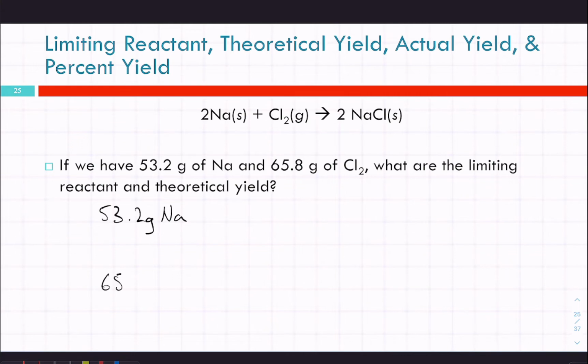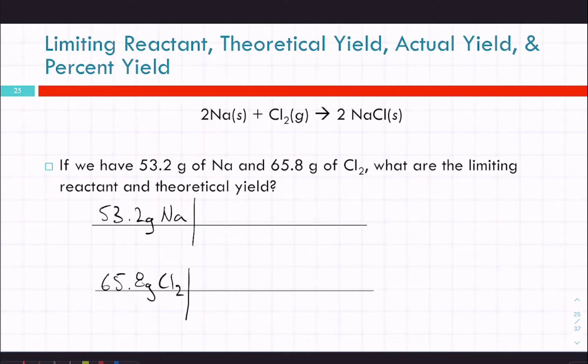and 65.8 grams of chlorine. Whoops. And we'll draw a line here for stoichiometry. All right, so starting with sodium, what's our first step? Convert it to moles, yeah. Because we have grams, and we want to calculate the quantity of sodium chloride. All right, we're trying to predict how much product we can make.